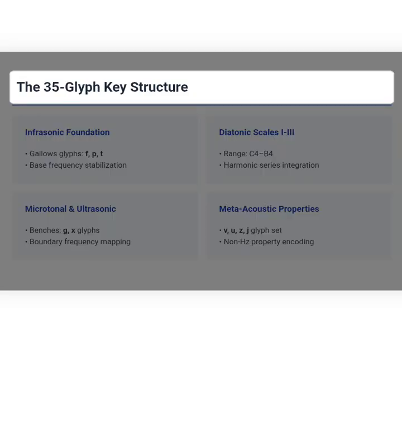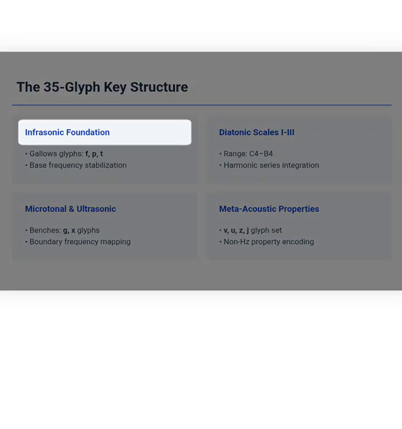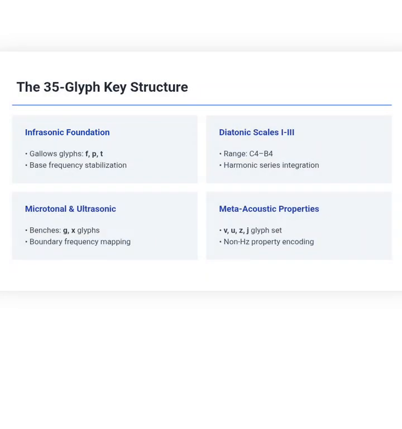Building on our discussion of frequency precision, let's examine how these values are categorized. This is the 3-5 glyph key structure, the organizational map for the entire decoding process. At the very base, we have the infrasonic foundation. It utilizes the gallows glyphs, specifically F, P, and T, to establish base frequency stabilization. These are the deep, structural roots of the system. Think of these as the anchor points. Without stabilizing the infrasonic layer, the higher frequency patterns would lack geometric clarity.